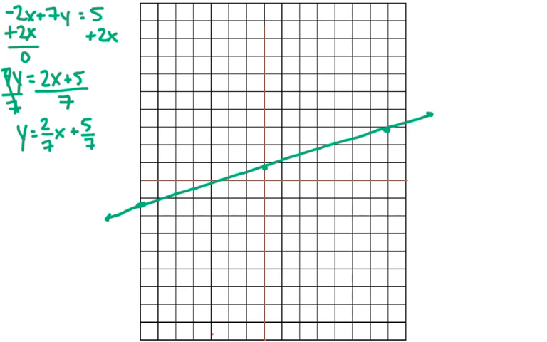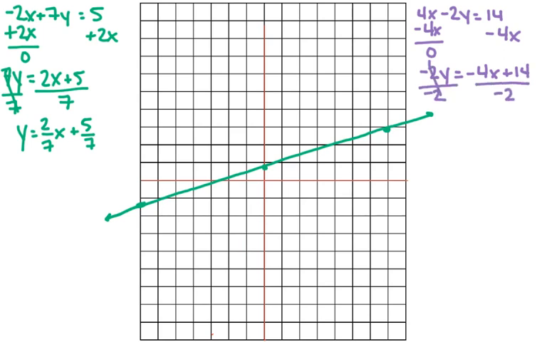So our second equation was 4x minus 2y equals 14. So I'm going to subtract 4x from both sides of this equation because I'm trying to get y all by itself. So I've got negative 2y equals negative 4x plus 14. And so now I'm going to divide both sides of this equation by negative 2 because I'm trying to get y all by itself. So I've got negative 4 divided by negative 2, which is positive 2x, minus 14 divided by negative 2 is negative 7, so minus 7.